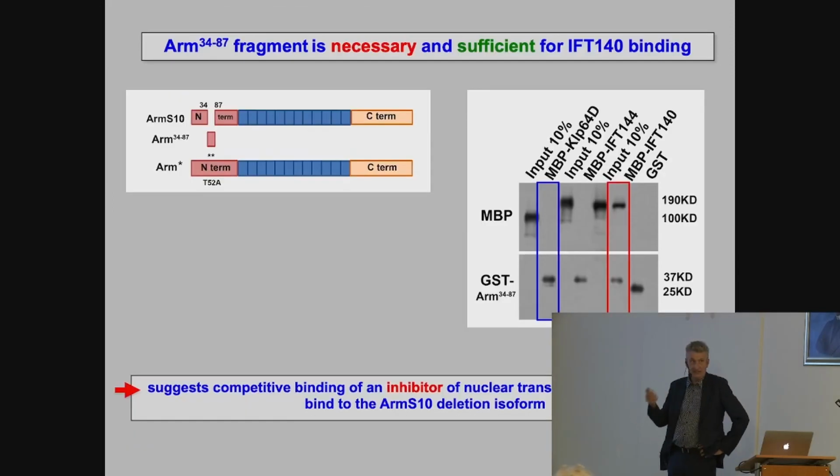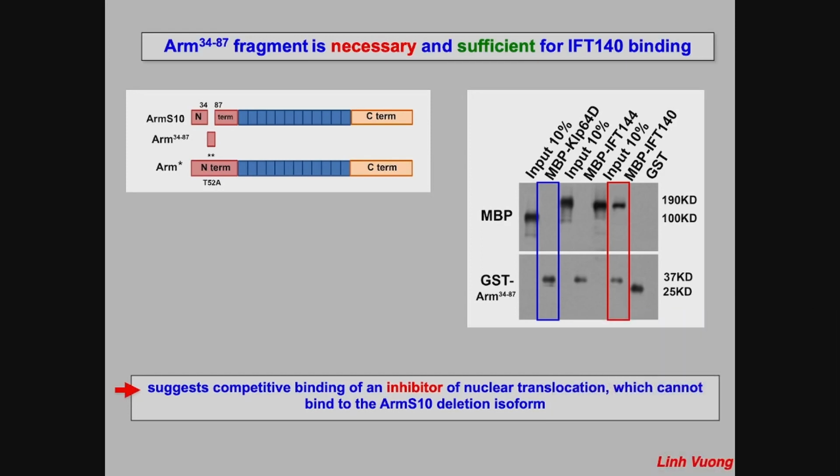And so Lynn looked at it in more detail, and so what you can see here is that actually those 53 amino acids are both necessary and sufficient for armadillo beta-catenin to interact with IFT140. She also confirmed that with the mammalian, with the mouse beta-catenin. And so the fact that the deletion still goes efficiently into the nucleus, even when there's no IFT140 or kinesin present, suggests that there might be a competitive binding to this region by an inhibitor that blocks nuclear translocation or sequesters beta-catenin in the cytoplasm. So we're looking for that, obviously.